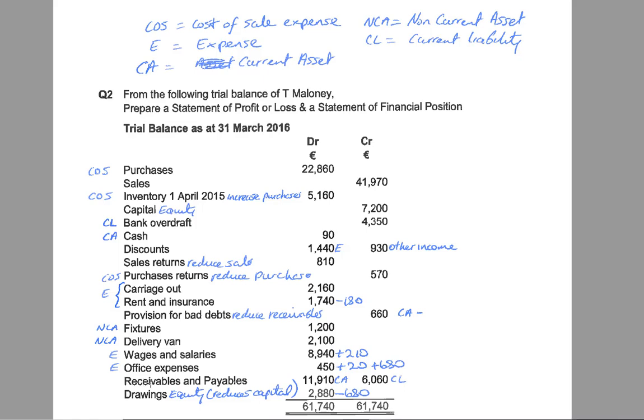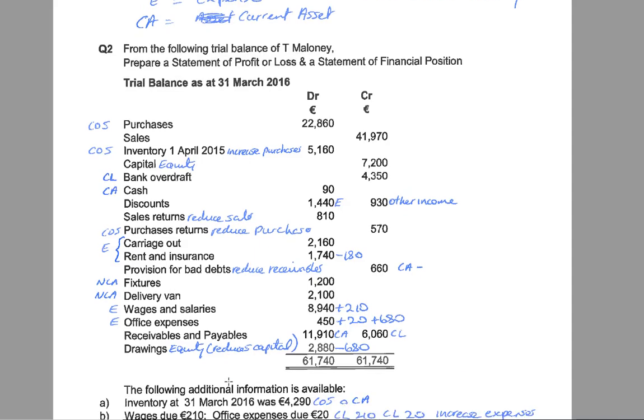Wages and salaries, expenses, office expenses, receivables and payables. Once again, one's an asset. There are receivables, customers haven't paid us yet. Assets are on the debit side. If you look, you'll find non-current assets, fixtures and delivery van, they're on the debit side. So the asset is on the debit side here, and the liability is on the credit side. Same as bank overdraft up here was on the credit side. So you'll get used to that as you do questions. The liabilities will always be on the credit side, the assets will always be on the debit side, and expenses are always on the debit side. And drawings reduces capital. So they're the breakdown of the accounts, and we have the adjustments to do then.